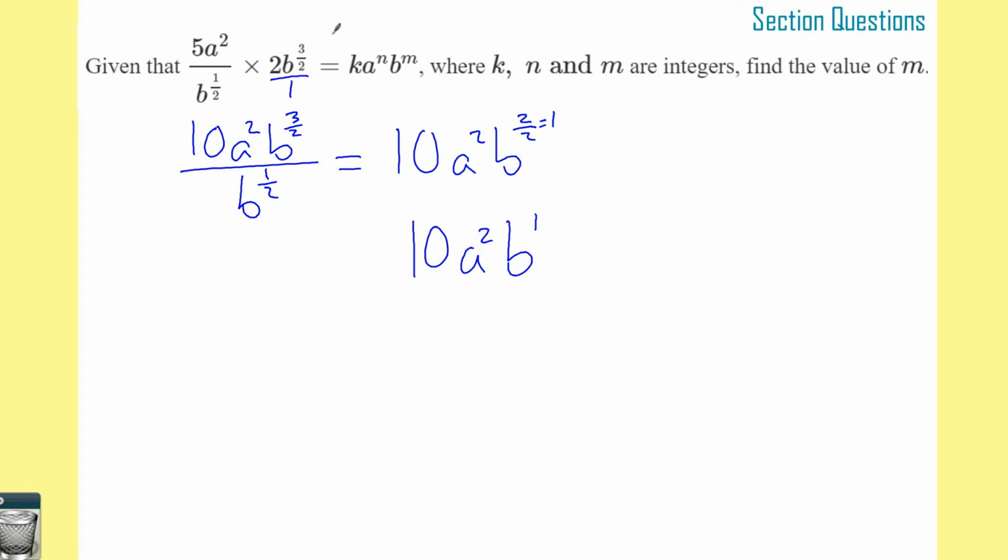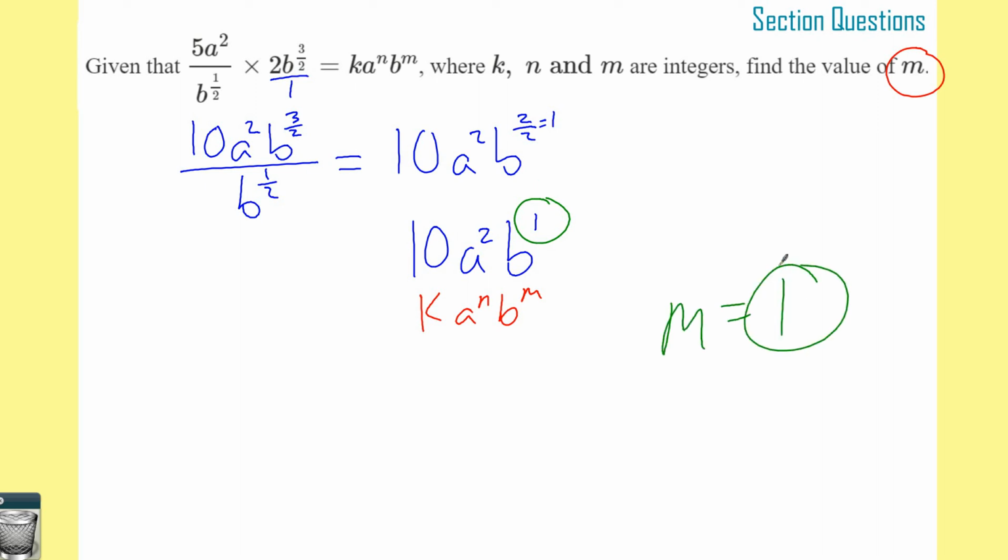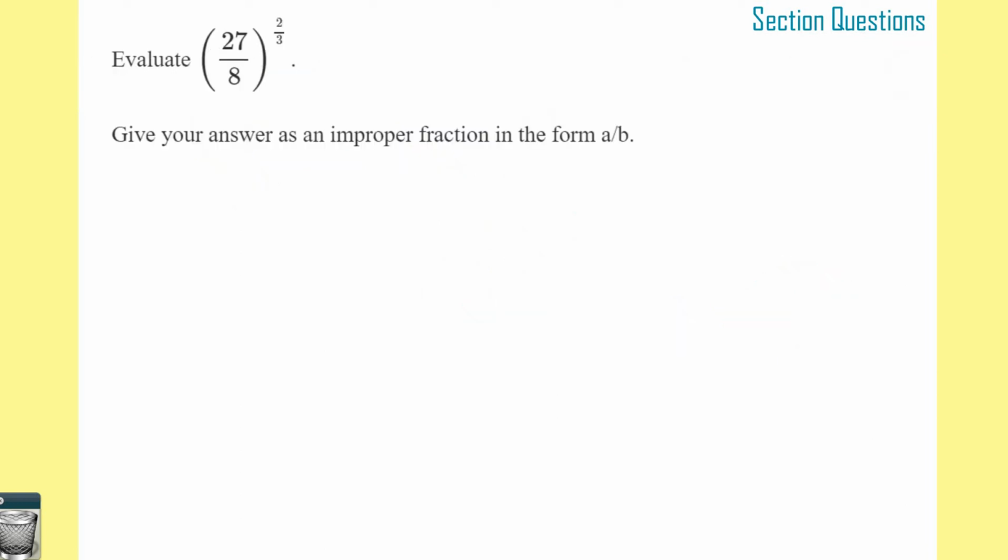So we line it up with what it's supposed to equal. That's k, a to the n, b to the m. It wants the value of m, so our answer is 1. All right, m must equal 1. All right, let's keep going.